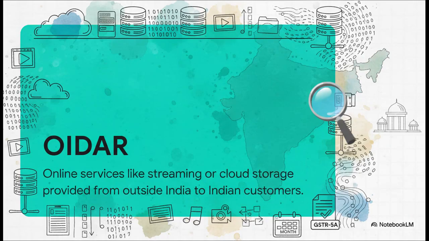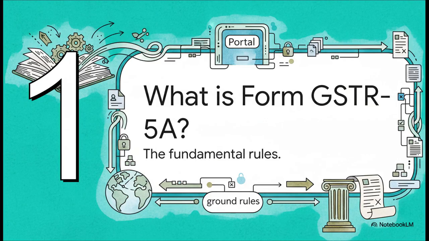So all those services we just listed, they actually have a fancy government name. They fall under something called OIDAR. It's a bit of a mouthful, right? It stands for Online Information and Database Access or Retrieval. Basically, it's the official term for all those automated digital services. And here's the kicker. If you're an OIDAR provider, you have one non-negotiable task every single month, and that is filing Form GSTR-5A.